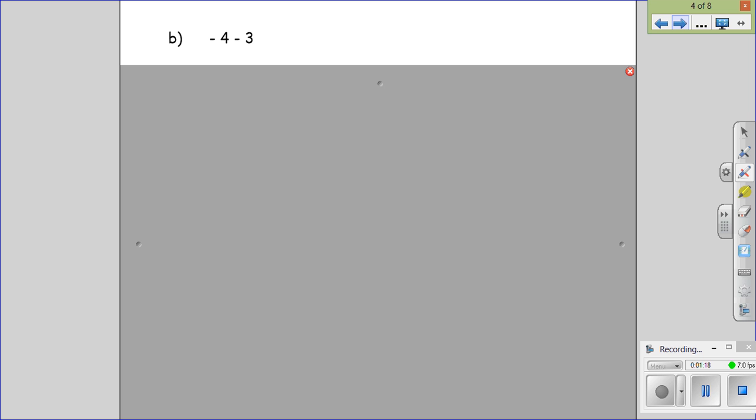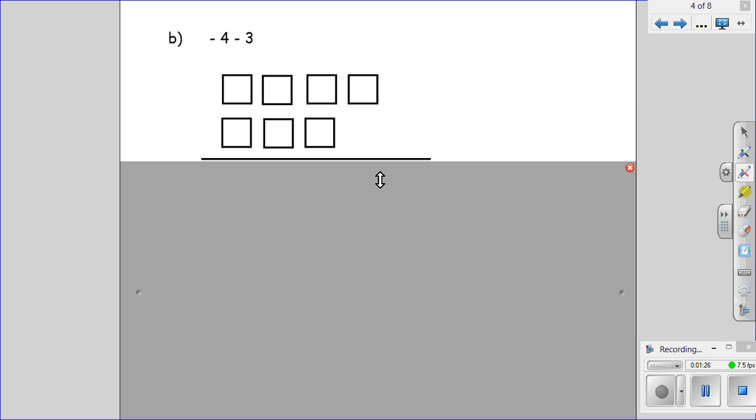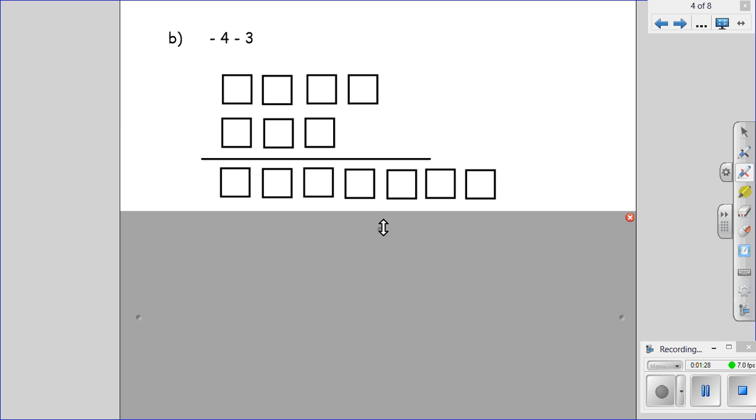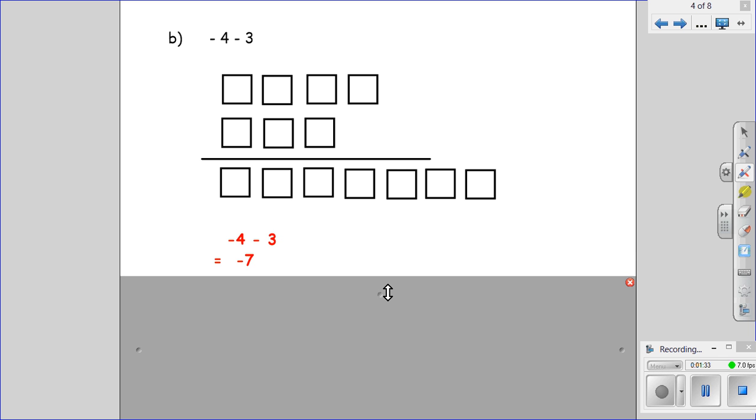And when I do -4 subtract 3, -4 is 4 white tiles. -3 would be 3 white tiles. Combined, I've got 7 white tiles, to give me -4 minus 3 is -7.